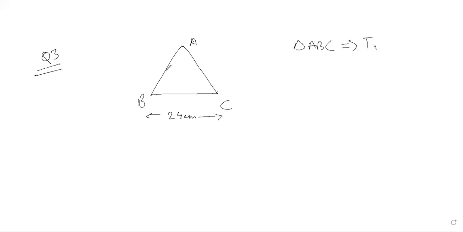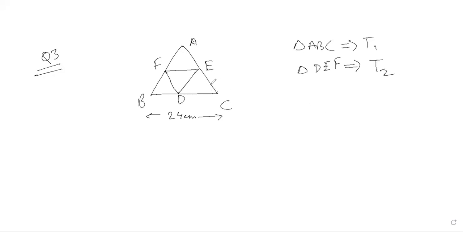Now we form another triangle which is formed by joining the midpoints of the sides of this triangle. So we have three sides, and therefore we will have three midpoints: point D, point E, and point F. So another triangle DEF is formed, and we call this triangle T2.